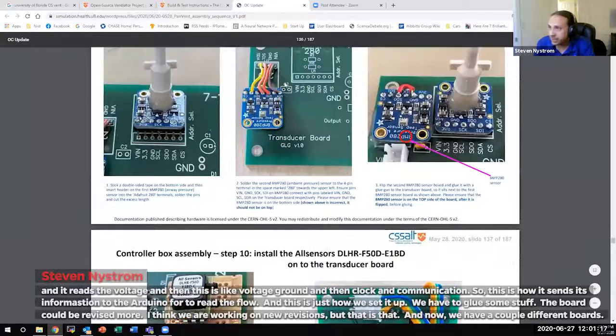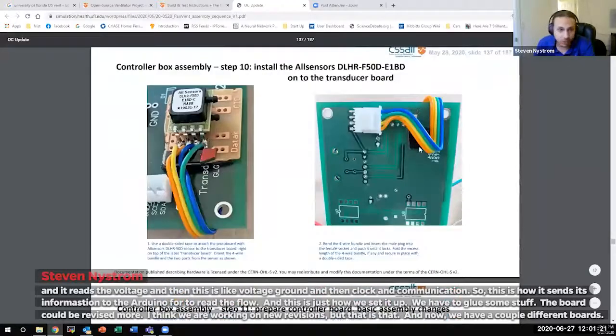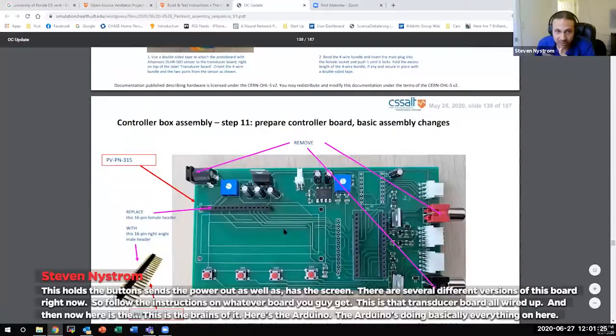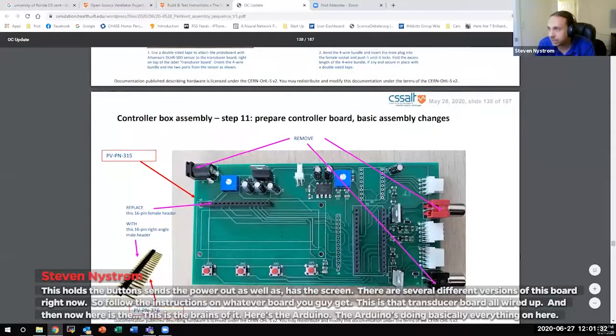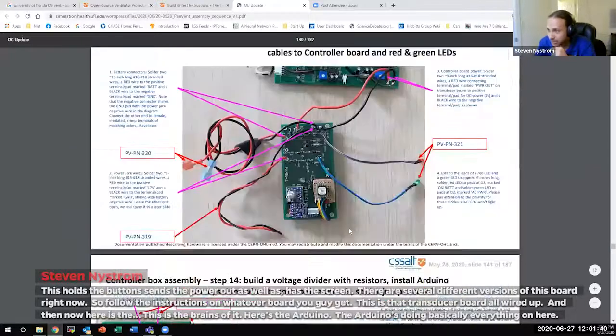And this is just how we set it up. We had to glue some stuff. The board could be revised more. I think we are working on new revisions, but that is that. And now we have a couple of different boards. This holds the buttons, sends the power out, as well as has the screen. There are several different versions of this board right now, so follow the instructions on whatever board you get.